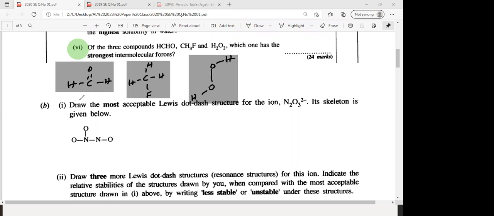Both are dipoles. I put DP. This also DP. So this one can have hydrogen bond. So the answer will be H2O2, not CH3F or CHCl3. The strongest intermolecular force will be in H2O2 because of the OH group. Water also has hydrogen bonding because of the OH group, like that.